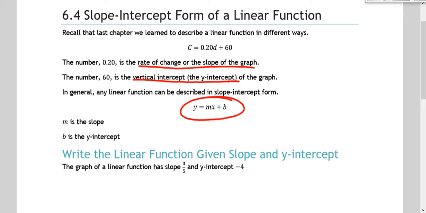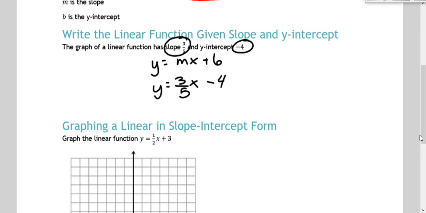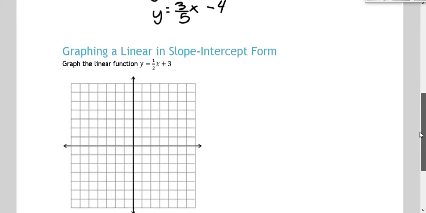This may or may not slowly become your favorite form. M is the slope, B is the y-intercept. So if we want to write the function given the slope and its y-intercept, and we are looking at y is equal to mx plus b, y is equal to the slope, minus the y-intercept. And it's minus in this case because the y-intercept is negative.